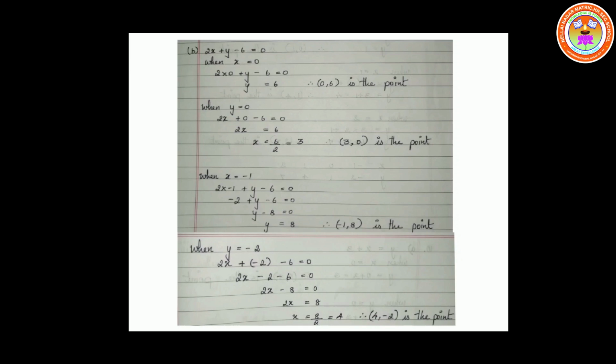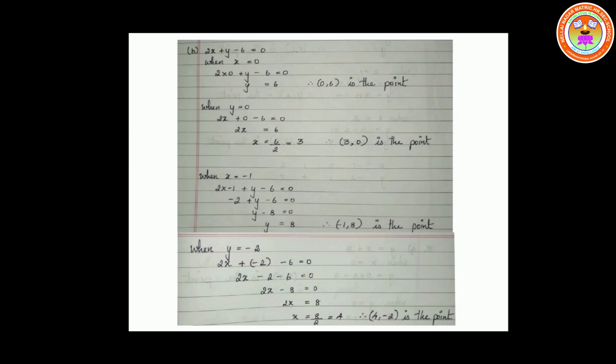When y is equal to minus 2, wherever y is there, you have to put minus 2. So 2x plus of minus 2 minus 6 equal to 0. 2x minus 2 minus 6 is equal to 0. So minus 2 minus 6 becomes minus 8. 2x minus 8 is equal to 0. 2x is equal to 8. Therefore x is equal to 8 by 2, that is equal to 4. So when y is equal to minus 2, your x value is 4.